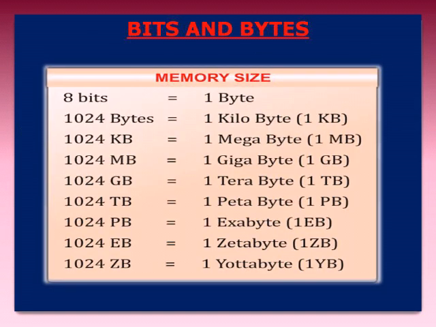Now understand the various sizes of memory. 8 bits equals 1 byte. 1024 bytes equals 1 kilobyte. 1024 kilobytes equals 1 megabyte. 1024 megabytes equals 1 gigabyte. 1024 gigabytes equals 1 terabyte. 1024 terabytes equals 1 petabyte. 1024 petabytes equals 1 exabyte, 1024 exabytes equals 1 zettabyte and 1024 zettabytes equals 1 yottabyte.